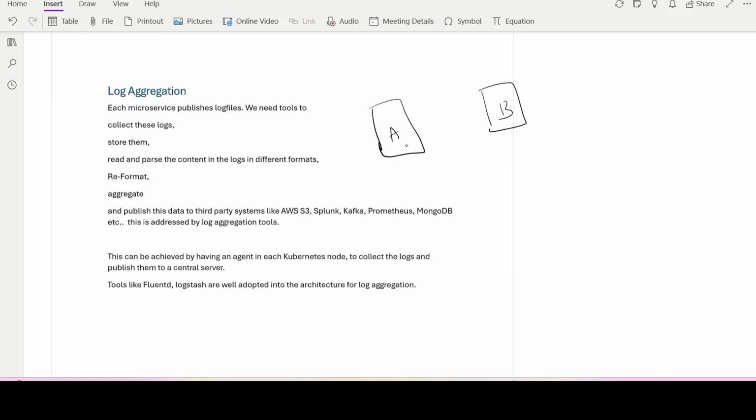Now what happens is, if these are deployed in a Kubernetes cluster, assume there will be a need for these microservices to push the log or to publish the log to some central server. Assume there is another microservice, this also pushes the log files. So we need one central place where we collect the logs, right? So we collect the logs and then we need to process the logs. Let's see what happens. Log aggregation talks about this collection of the logs and processing of the logs.